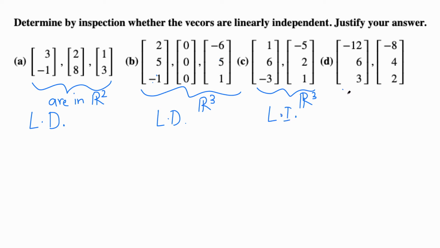So here these are coming from R3. We got 2 vectors, and it looks like 4 to 6, that's a 1 and 1/2, -8 to 12, 2 goes to 3, 1 and 1/2. So if we multiply the second vector by 3/2, 1.5, then we get this vector. So this vector is in fact a constant multiple of the other, so linearly dependent.